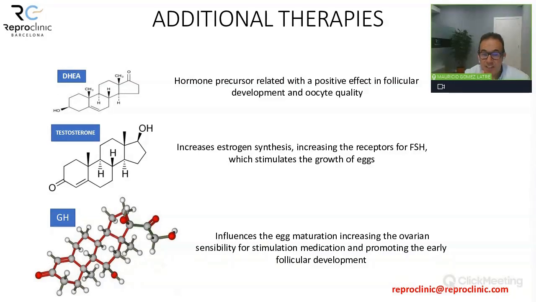Testosterone increases estrogen synthesis, increasing the receptors for FSH, which stimulates the growth of eggs. Applied between 5 days or 1 month before the ovarian stimulation, it can increase this answer. And finally, the growth hormone injected daily from the 3rd day of ovarian stimulation influences the egg maturation, increasing the ovarian sensibility for stimulation medication and promoting the early follicular development. You have to consider that there are few studies about these 3 options, and the concrete protocol with high evidence levels has not been established yet.